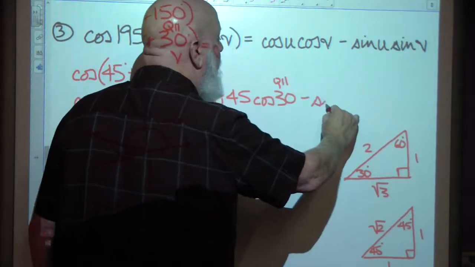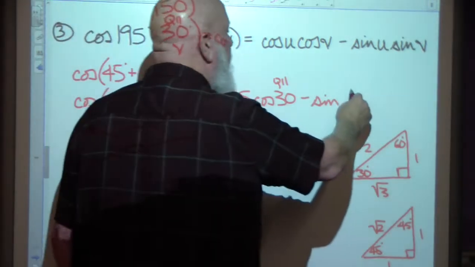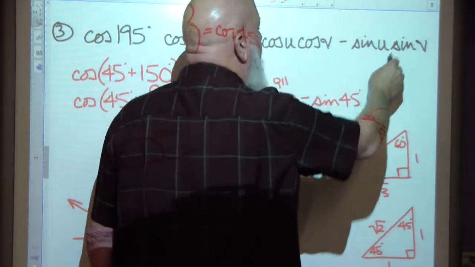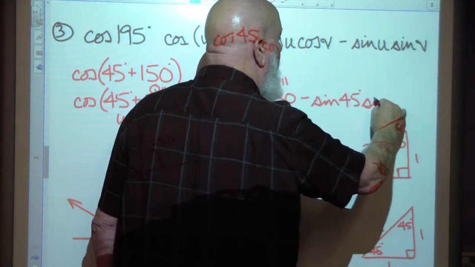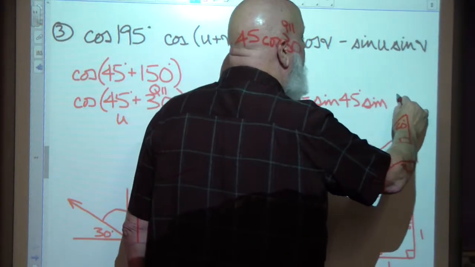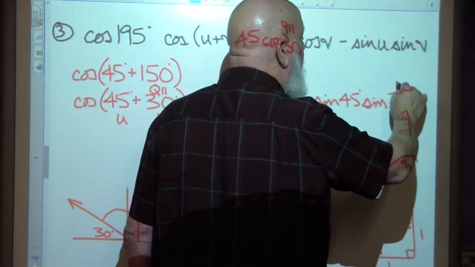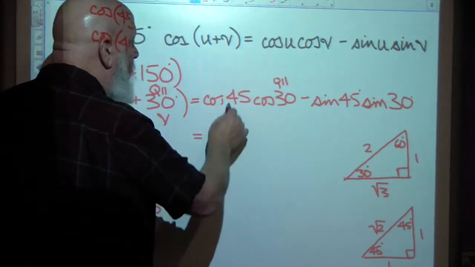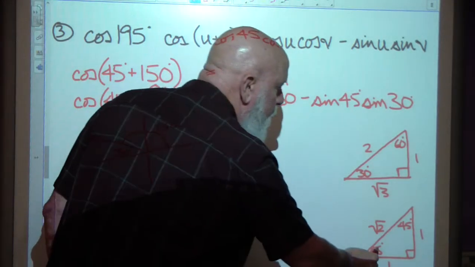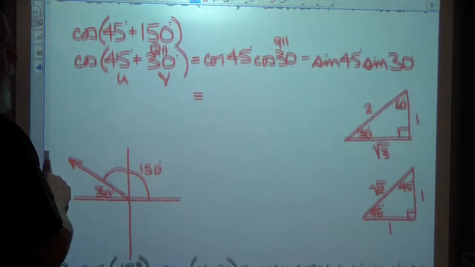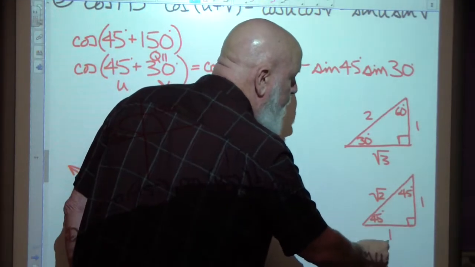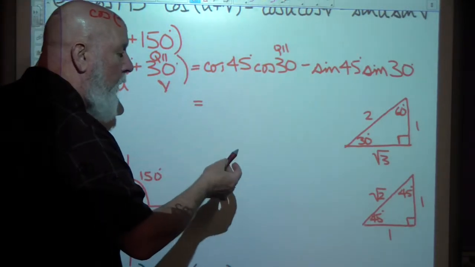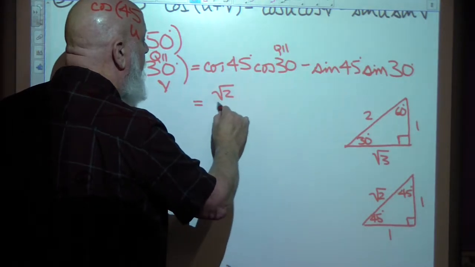minus the sine of 45 degrees, calling that u, times the sine of 30 degrees. And the fact that it's a second quadrant angle doesn't really matter here because sine is positive in quadrant 2. So here we go. The cosine of 45 degrees is adjacent over hypotenuse, which would be 1 over radical 2 as above. We'd rationalize our denominator and get radical 2 over 2.